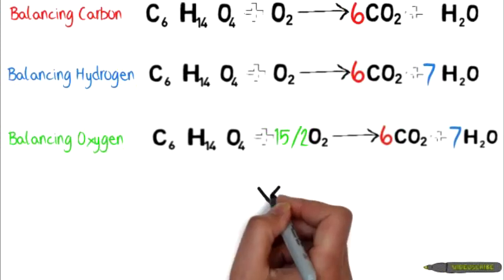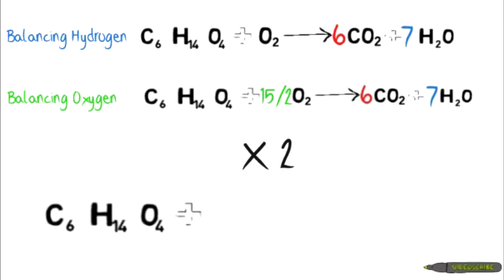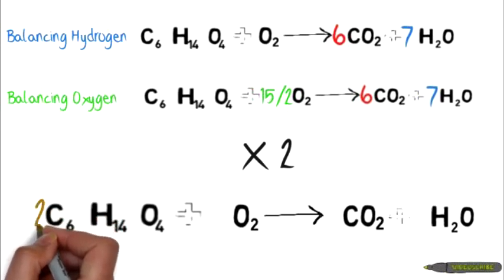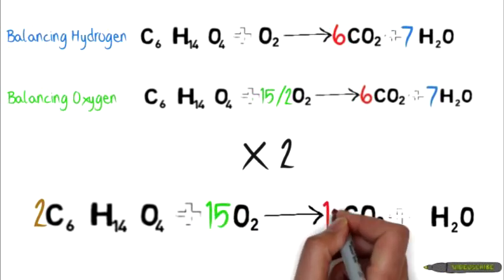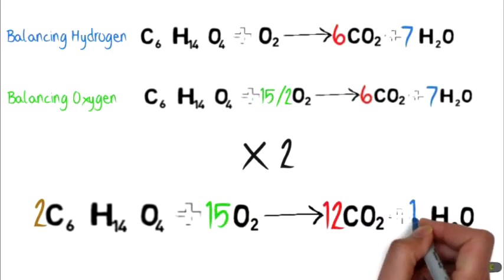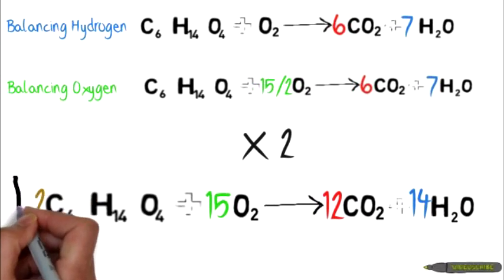To get rid of the fraction, we multiply both sides of the equation by 2. So we have 2 times C6H14O4, 15O2, 12CO2, and 14H2O. And this is our balanced equation.